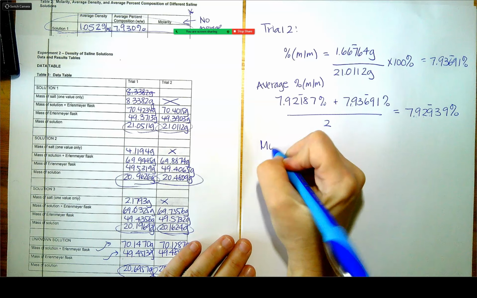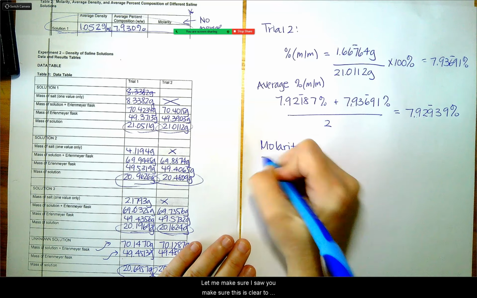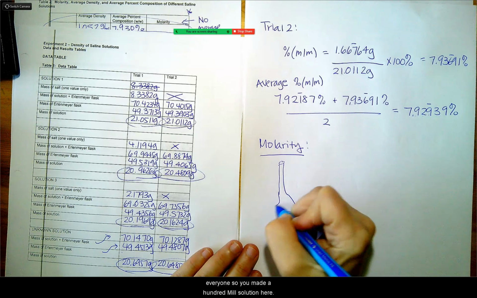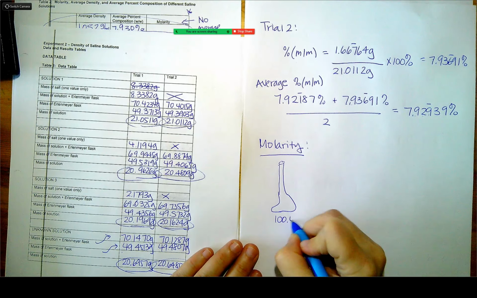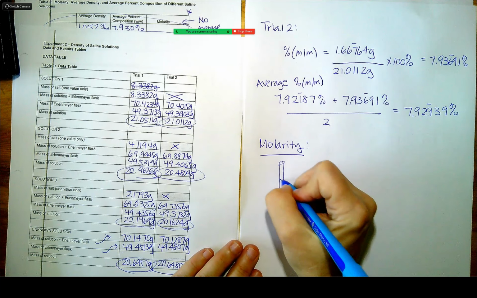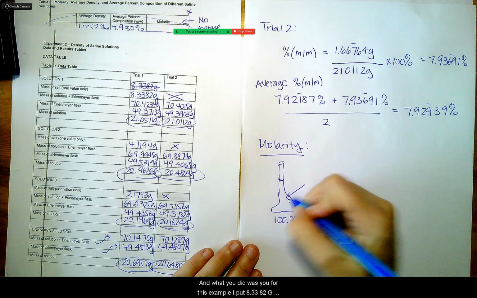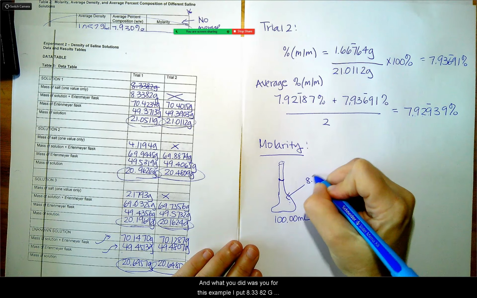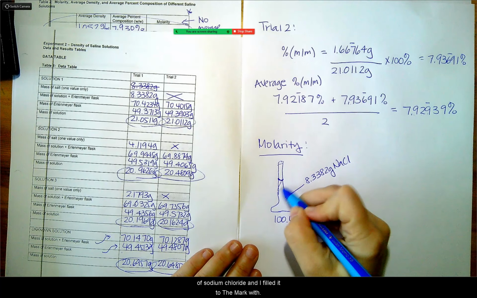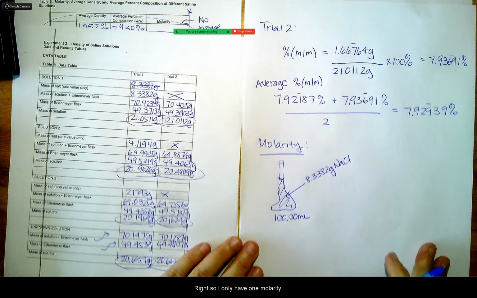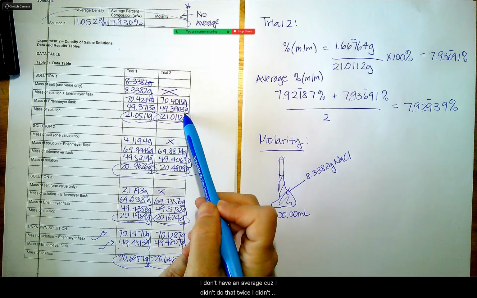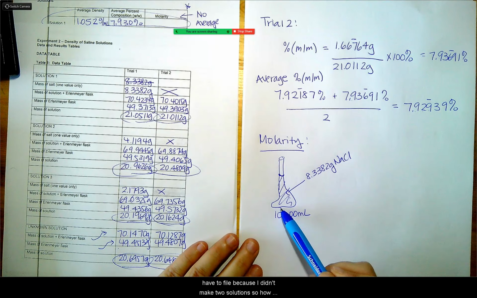So again, I just want to make sure this is clear to everyone. You made a 100 ml solution here, my beautiful volumetric flask. For this example, I put 8.3382 grams of sodium chloride, and I filled it to the mark with water, right? So I only have 1 molarity. I don't have an average because I didn't do that twice. I didn't have 2 trials because I didn't make 2 solutions.